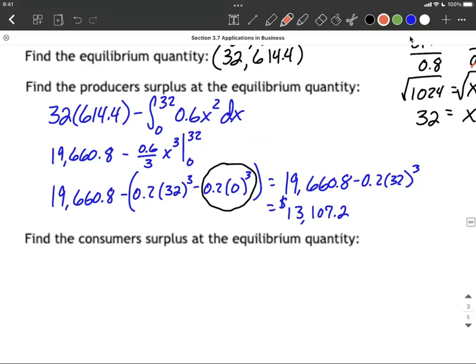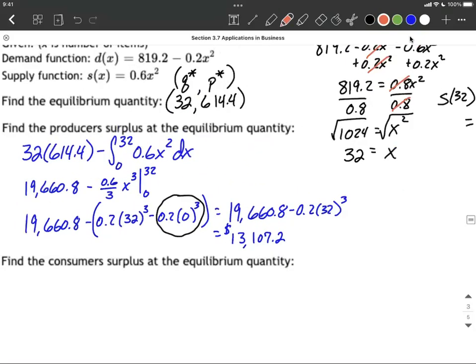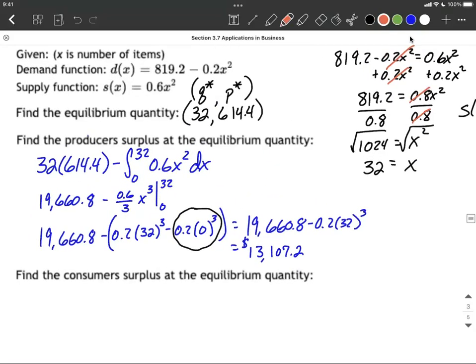For consumer surplus, let's go ahead and set that up and solve it down. Consumer surplus is going to be when we take the integral from 0 to our equilibrium quantity of 32, but this time we're going to use the demand function on the inside here. So 819.2 minus 0.2x squared dx, and subtract away the equilibrium quantity multiplied by the equilibrium price. See how we needed that computation anyway, so that's why I went ahead and did it at the beginning.